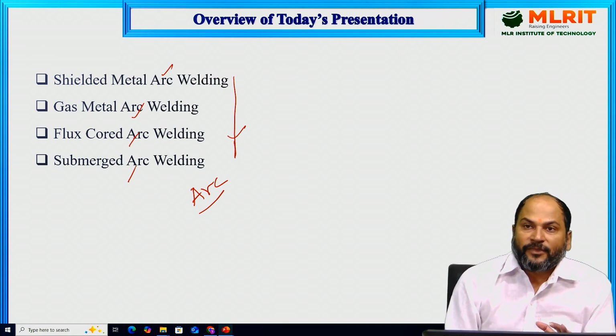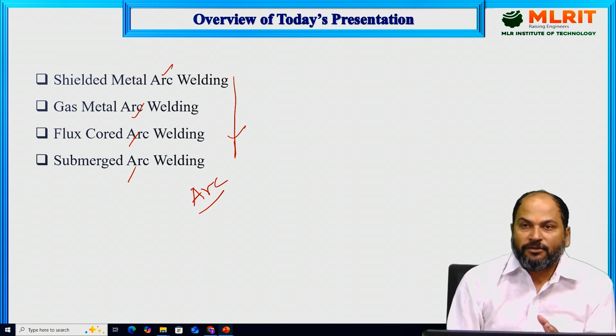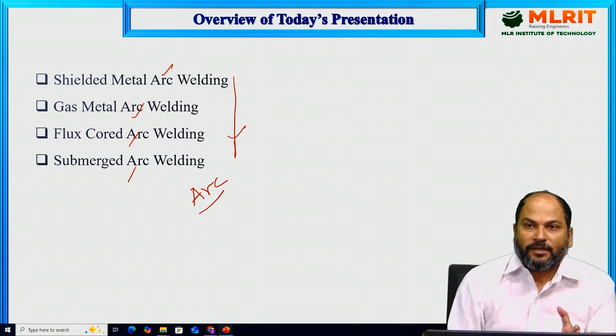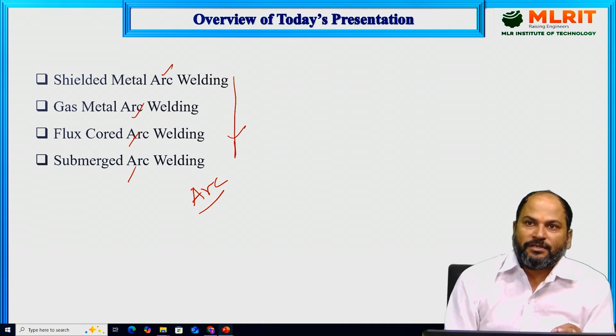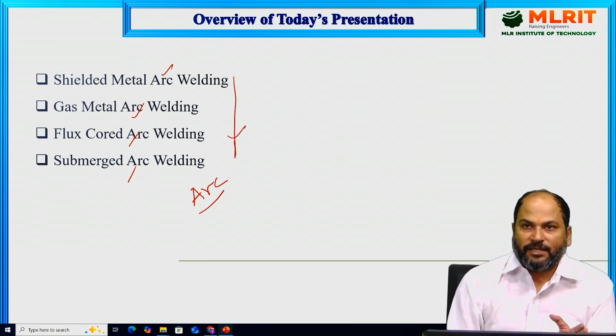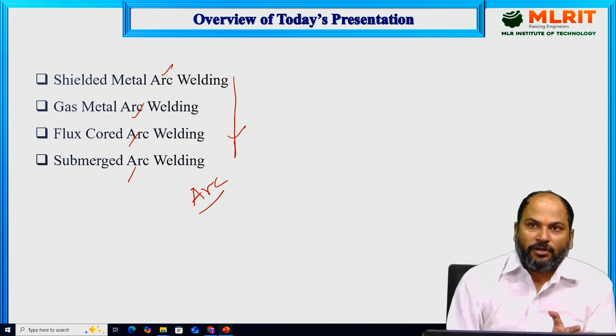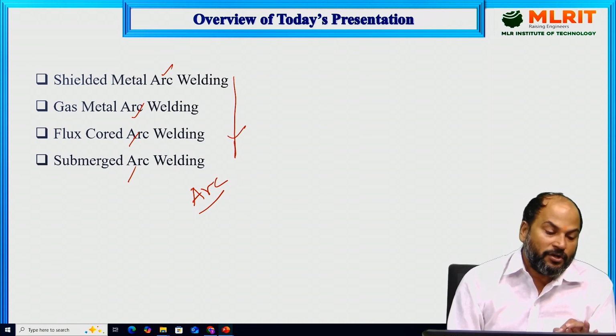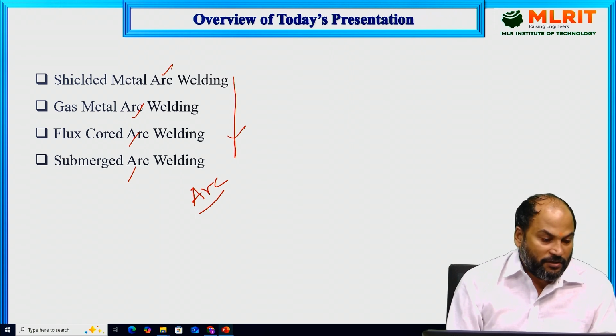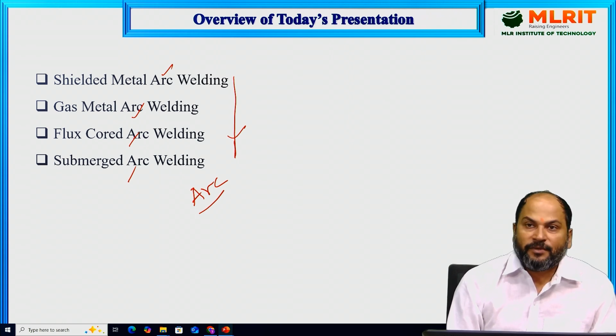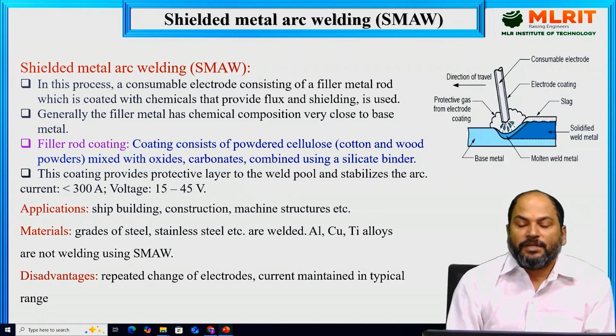What is the meaning of this? The heat source required for welding will be the arc. So it is very fundamental and important to understand how the arc is generated, because in all these welding processes, the arc is the main source of heat production. One by one, we are going to see this. We'll start with shielded metal arc welding.